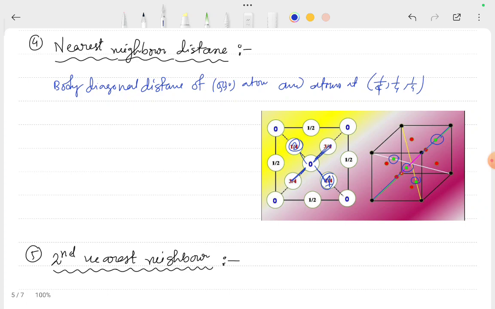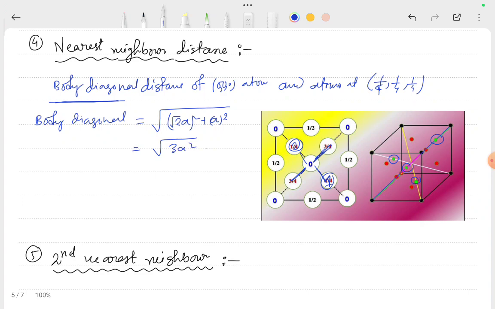So the body diagonal of a cubic lattice is nothing but root 3a. The body diagonal is equal to root of (root 2a) whole square plus a square. We already discussed this for the body centered cubic lattice. So that is equal to root 3a squared, so that is root 3a. This is the body diagonal distance. But here the nearest neighbor distance means the distance between the atom at position 0, 0, 0 and the atom at position 1 by 4, 1 by 4, 1 by 4.